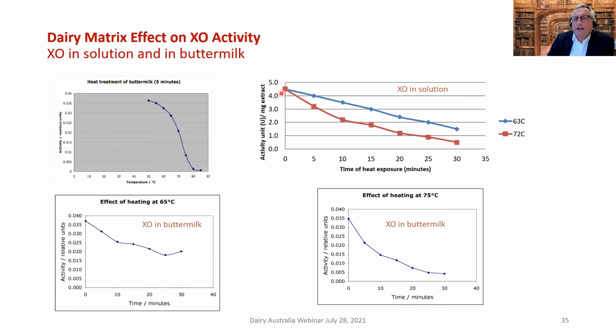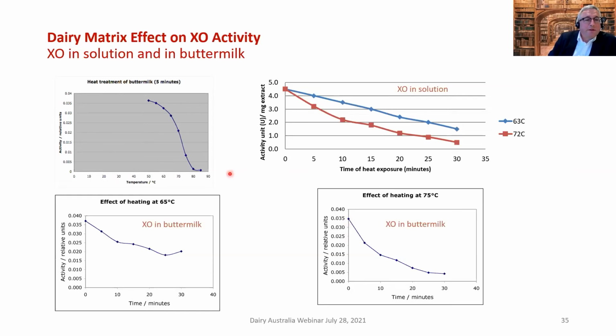So we're not getting a large reduction for the 72, but with the 63, which is thermization, we typically do that at 30 minutes. So we've lost quite a bit of the activity on the blue curve here, which says that high temperature short time pasteurization has much less of an effect on the activity of xanthine oxidase compared to thermization. Interesting if you're looking at oxidized flavor profiles in cheese.